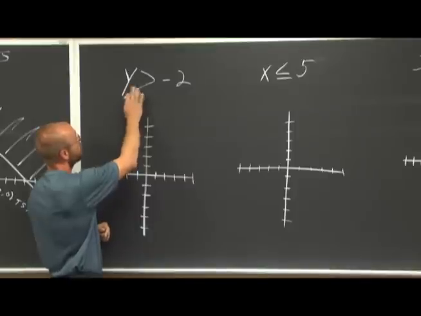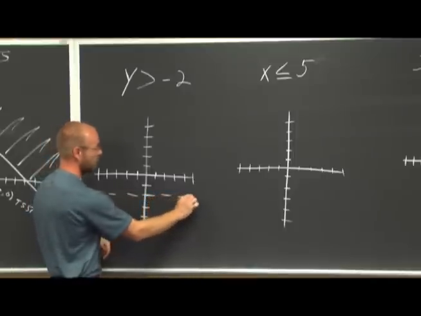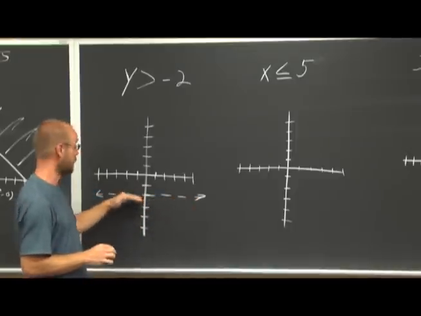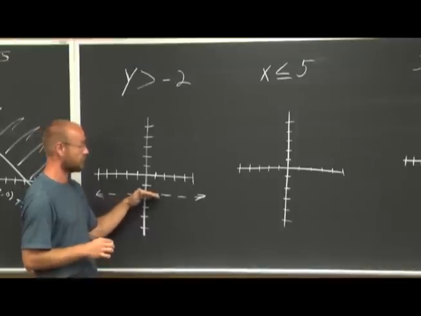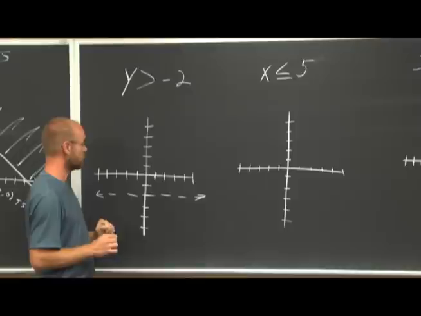Well, if this was y equals -2, we'd be right here at -2 when we draw our horizontal line. But since it's just y greater than -2, we use a dashed line. And that dashed line, again, indicates that it does not include the values on the line. So -2 is not part of the solution.